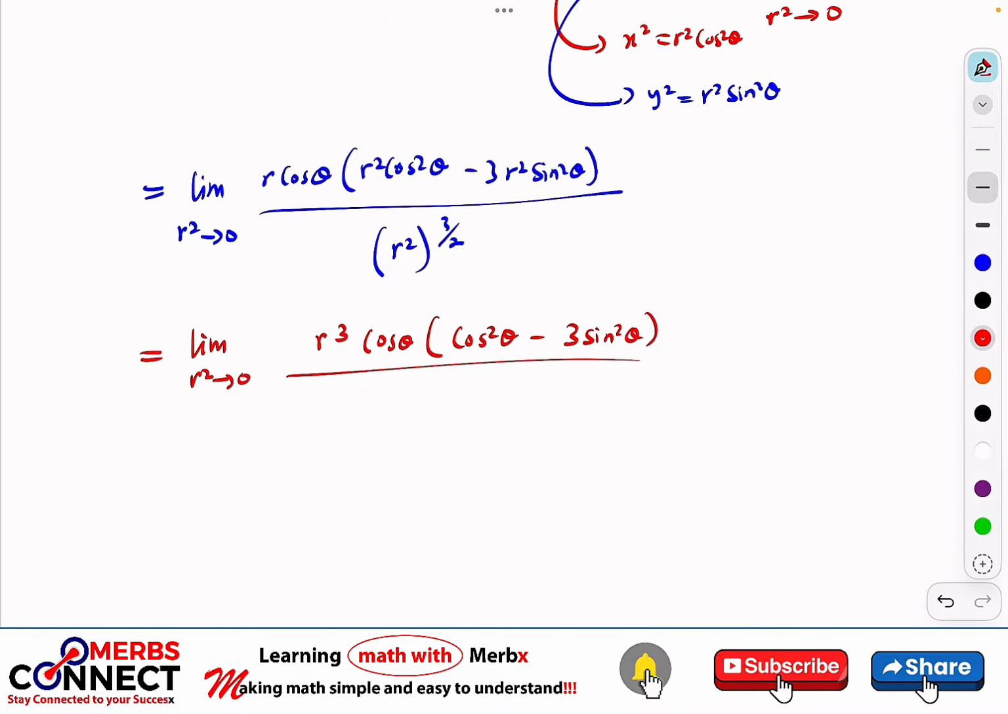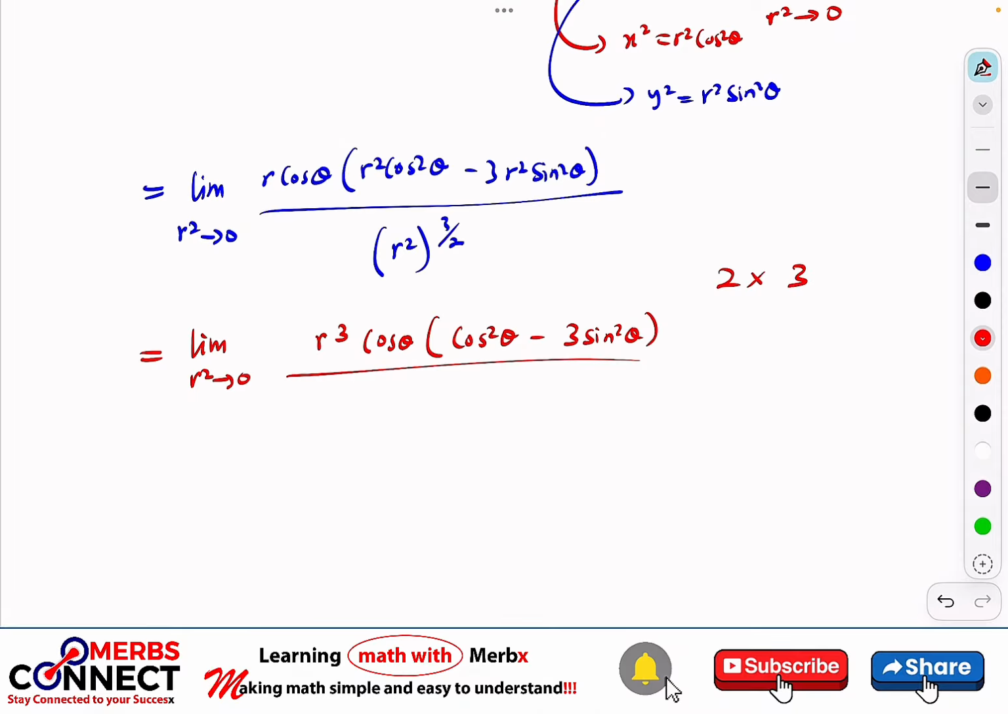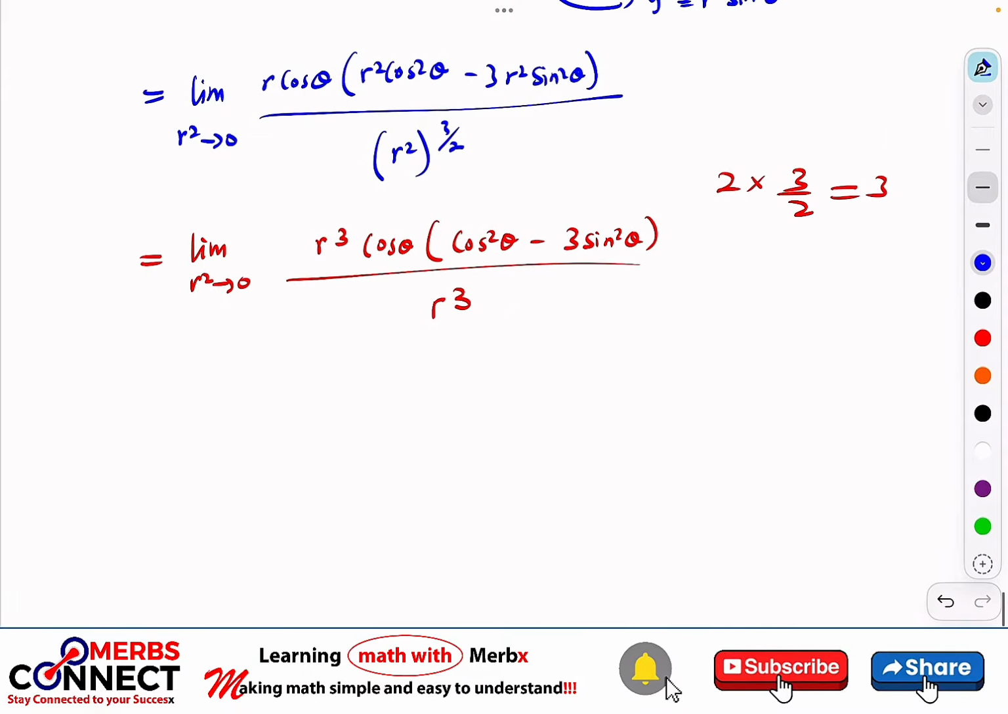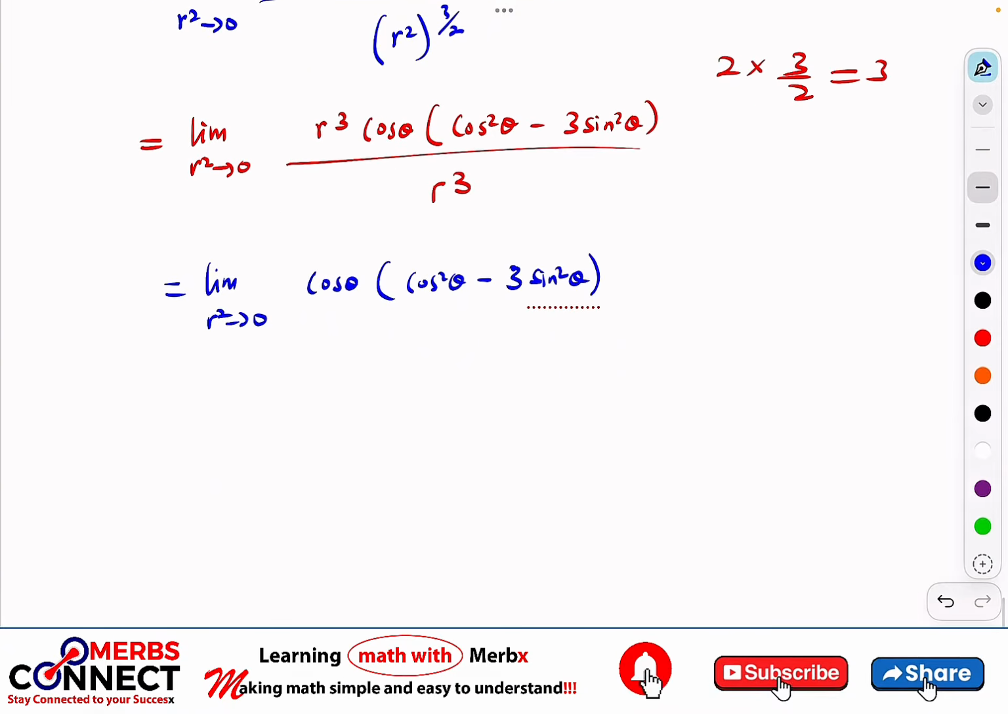Now this 2 here can cancel this. So this is like you have 2 times 3 over 2. This is the same as 3. So the denominator is going to be r to the power 3, and we can cancel the r out, and we are going to have the limit as r squared is approaching 0. So when I cancel out, I'm going to have cos squared theta minus 3 sine squared theta.